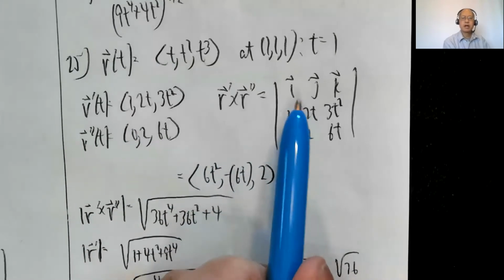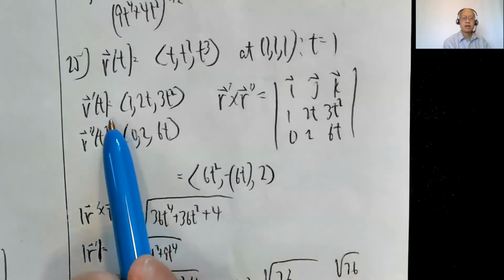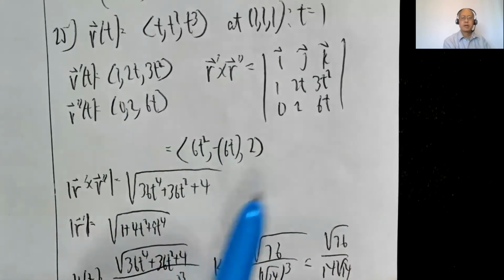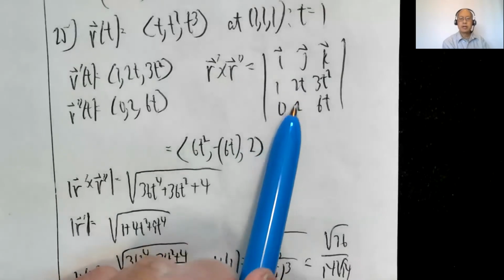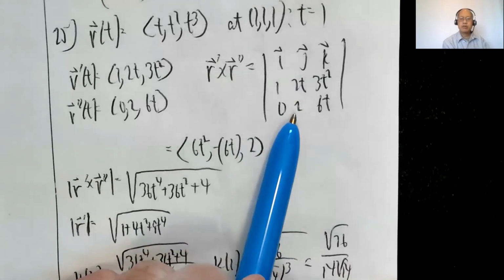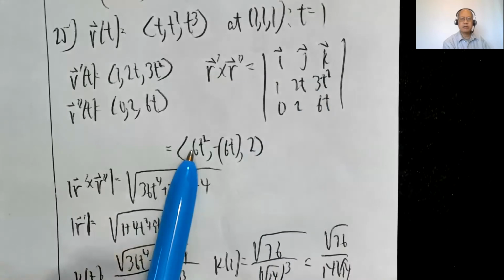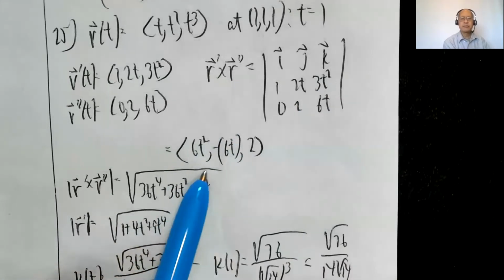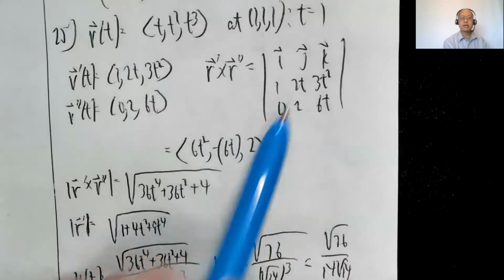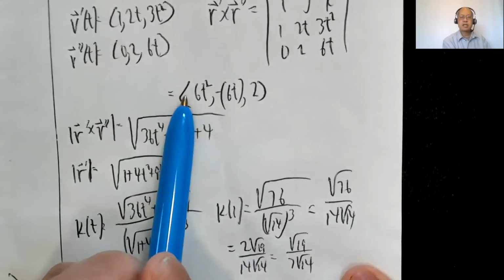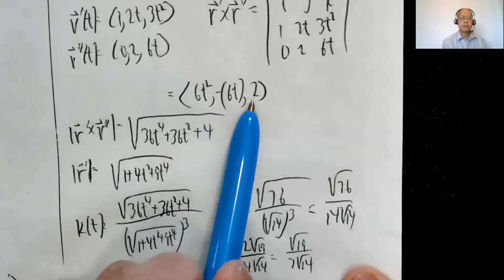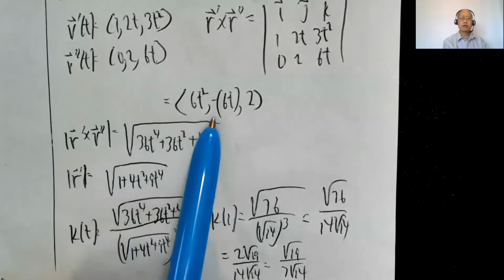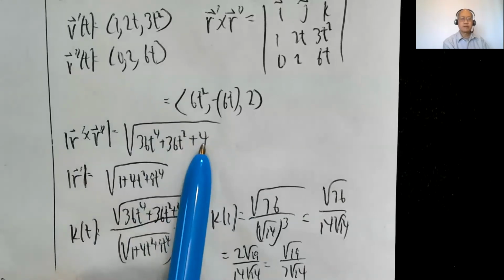Take the cross product: i, j, k, components of r prime, components of r double prime. Okay, so the i component is, let's see, 12t squared minus 6t squared, which is 6t squared. The j component is the opposite of 6t minus nothing. The k component is 2 minus nothing. So 6t squared, -6t, 2. And what is its magnitude? Square root of 36t to the 4th plus 36t squared plus 4.